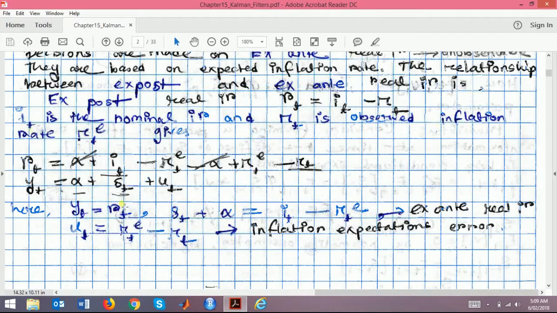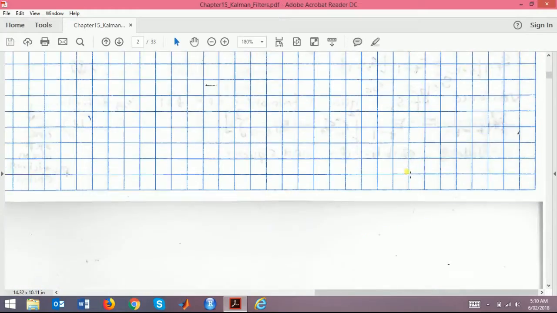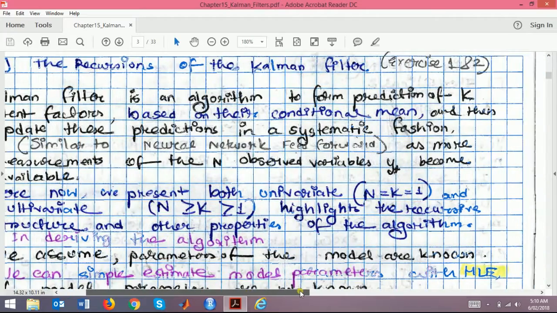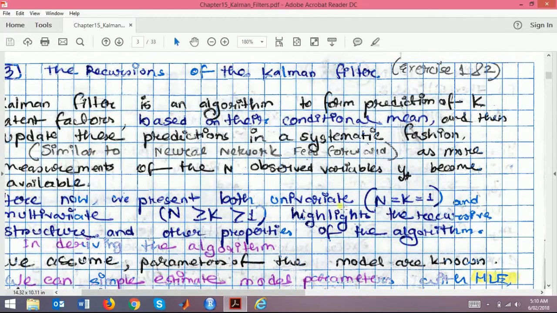So st plus alpha gives you i minus rt, the ex ante real interest rate. The residual, on the other hand, is the error in your expectation or in your assumption, because you're simply taking the difference between ex ante minus ex post. So that is the error in your expectation. It is a quite simple specification with an error term now in place. So let's look into this now.